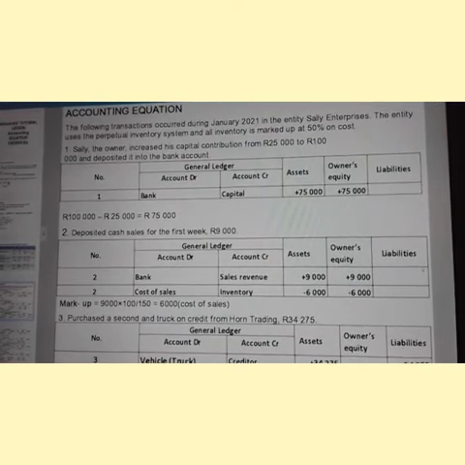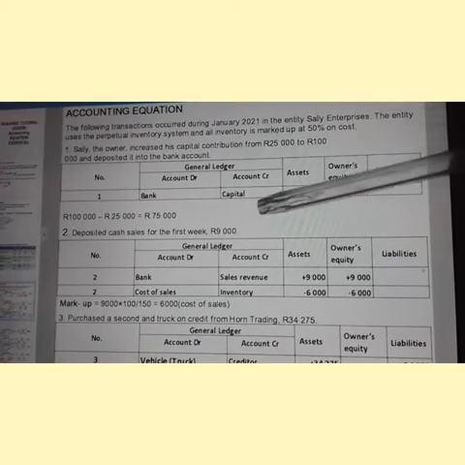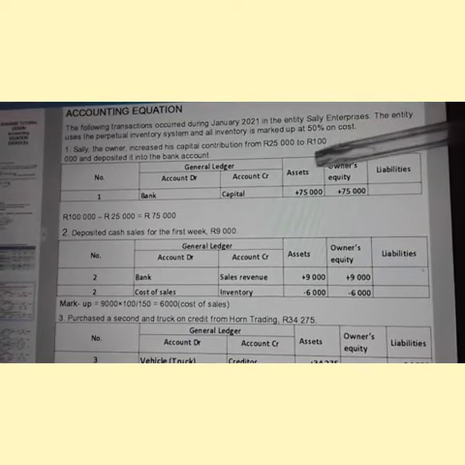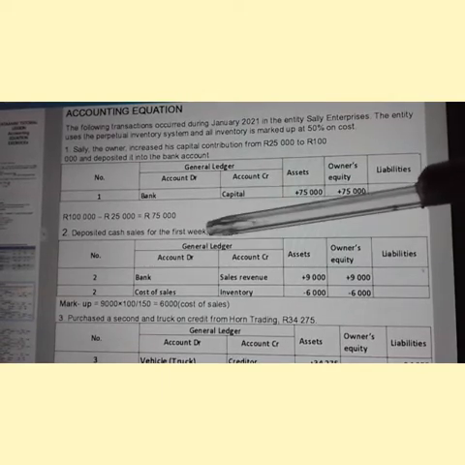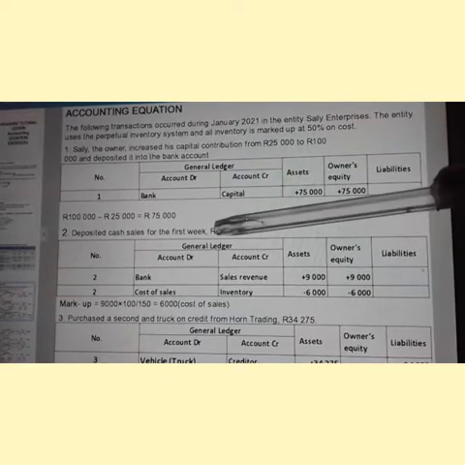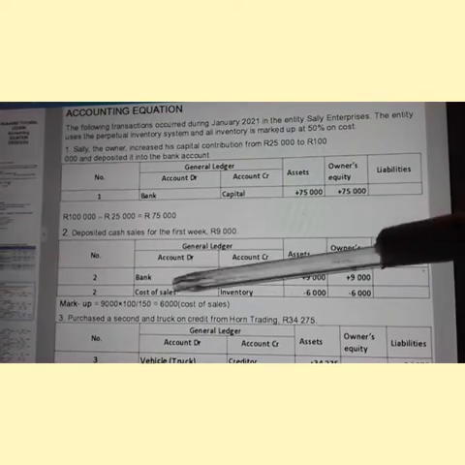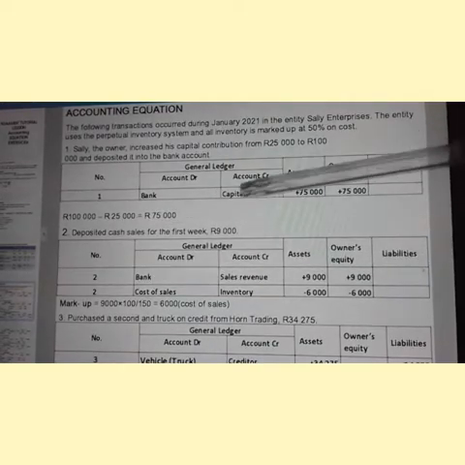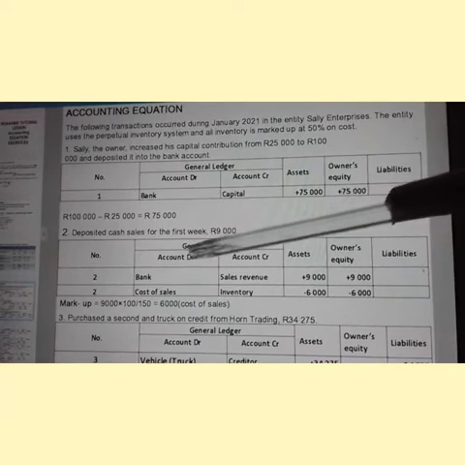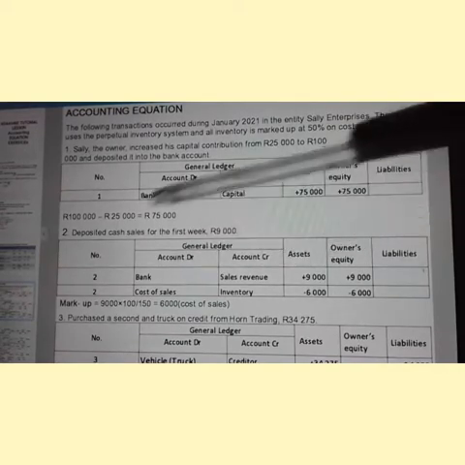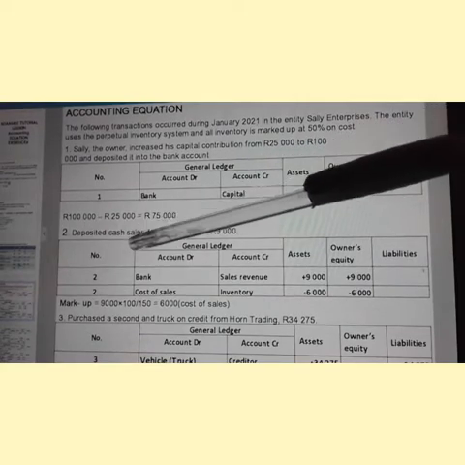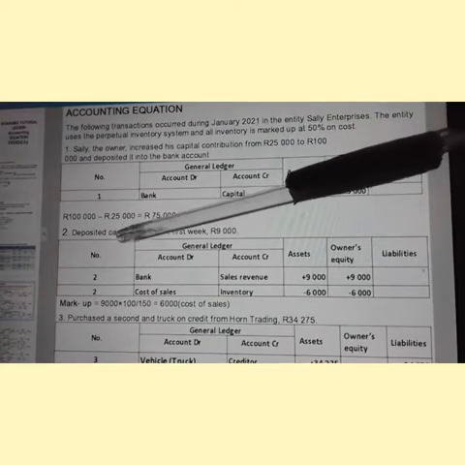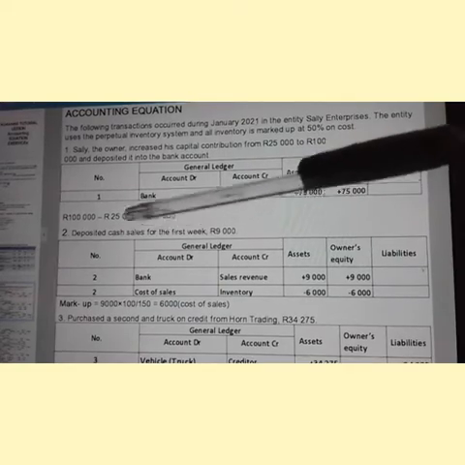We need to calculate the markup, and because of this markup, it creates two parts to these transactions. When it comes to recording this type of transaction, we have two parts. Let's just look at the first part. Let's identify the two accounts in our general ledger. This cash was deposited. So the cash was deposited into the bank account.